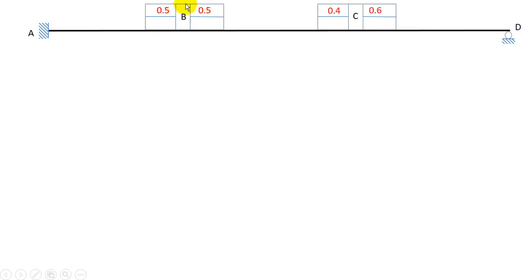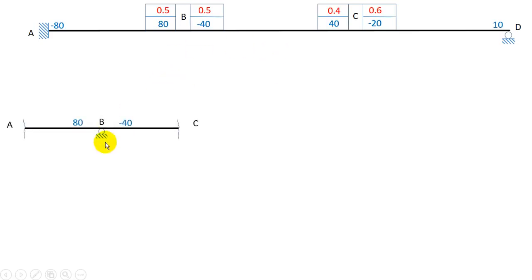The upper boxes are filled by the distribution factors we found in the previous step, that is 0.5 for BA, 0.5 for BC, 0.4 for CB, and 0.6 for CD. So these are my distribution factors, and the lower boxes would be filled by fixed end moments. So here fixed end moments of AB, MFBA, MFBC, MFCB, MFCD, and MFDC. Simple enough, right? Now I'll explain the concept of the moment distribution method.